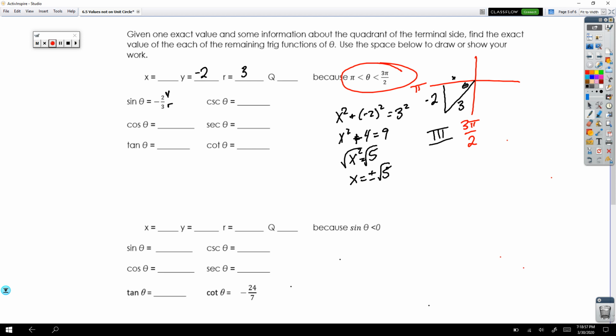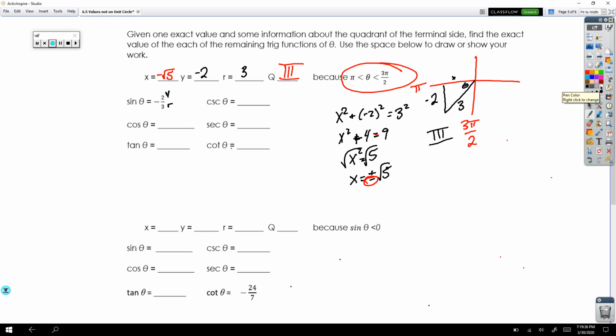Now, when it's x or y that we're using the Pythagorean theorem to solve for, we need to include that plus or minus, because I don't know right off the bat if it's going to be a positive x value or a negative x value. And that's where identifying the quadrant comes into play. I know I'm in quadrant 3 based off the information it gives me. So quadrant 3 means I'm dealing with negative x values. So x is going to be negative square root of 5. Now I have all the information I need, and I can figure out the other 6 trig functions here.